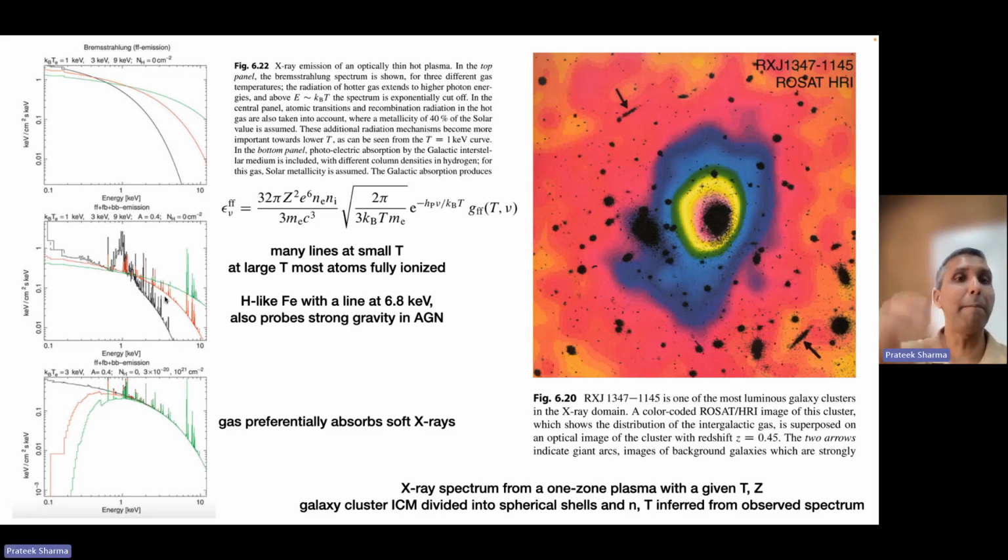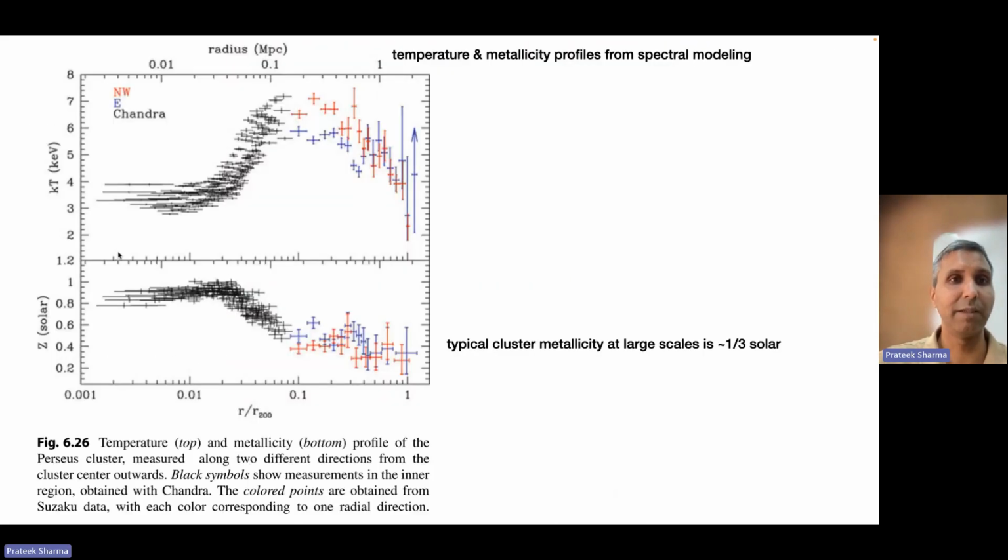So by comparing your emission to the model emission, where you fine tune the metallicity, you can fit and get the metallicity of the plasma. So you can get metallicity profiles in the same way. This is for a nearby cluster, which is extremely well observed. So you get this kind of a profile.